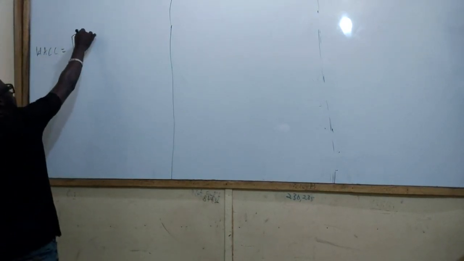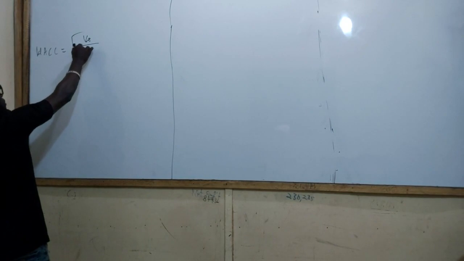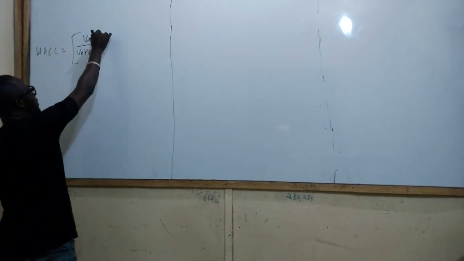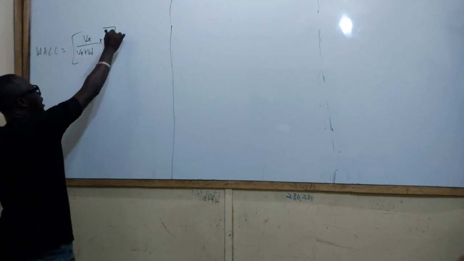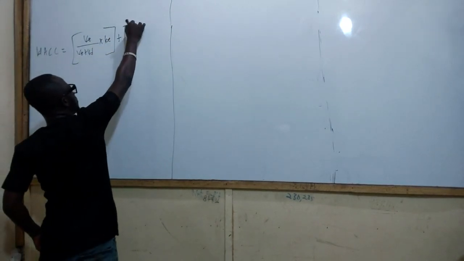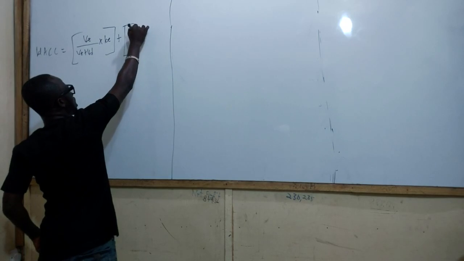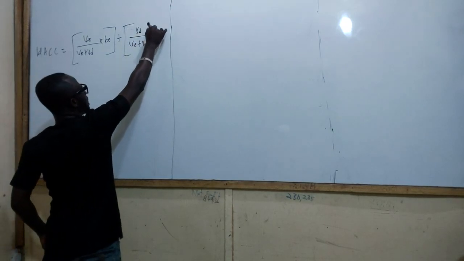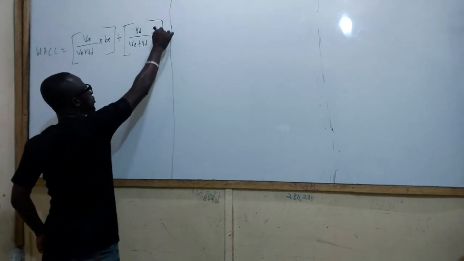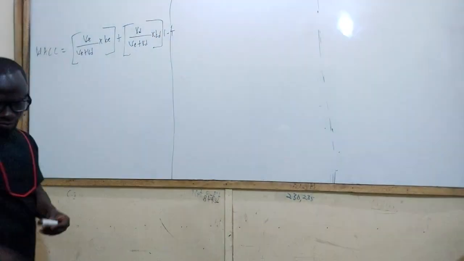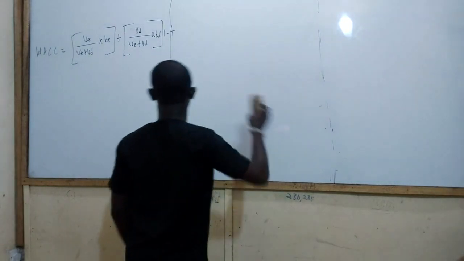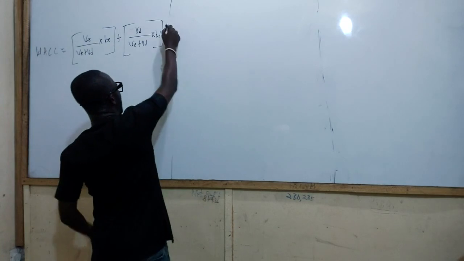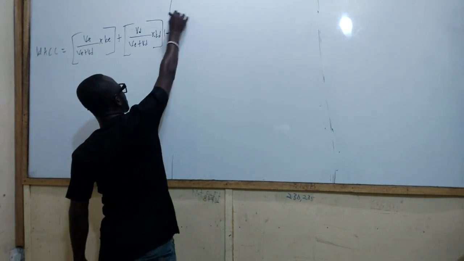WACC equals VE over VE plus VD times KE, bracket close, plus VD over VE plus VD times KD, bracket close, 1 minus tax.